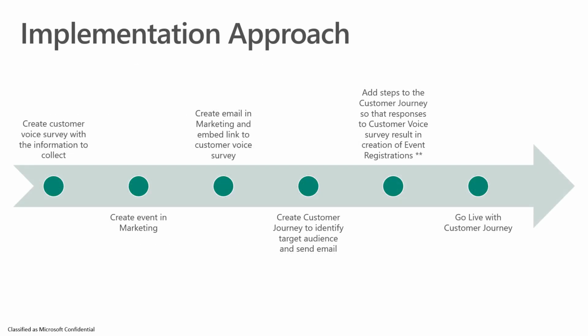How do we do that? We're going to follow a very simple process in which we first create a Customer Voice survey with the information we want to collect for the event, then create, manage and plan the event within Dynamics Marketing, and create that email in Dynamics Marketing embedding the link for the Customer Voice survey. Then we create the customer journey that is going to help us identify the target audience and the emails to be sent. We're also going to add steps into the journey that allow us to manage the responses we get from Customer Voice and create those event registrations. And finally, we're going to go live with the journey.